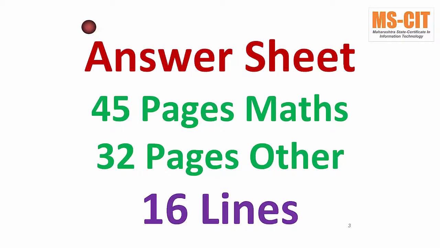You may be knowing that your board answer sheet for mathematics subject is of 45 pages. Normally the board expects that an additional supplement is not required. You may not need an additional supplement. That is why your original answer sheet for the mathematics subject is of 45 pages and for other subjects it is of 32 pages.